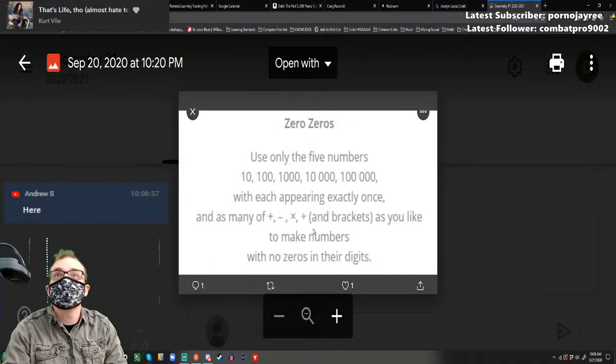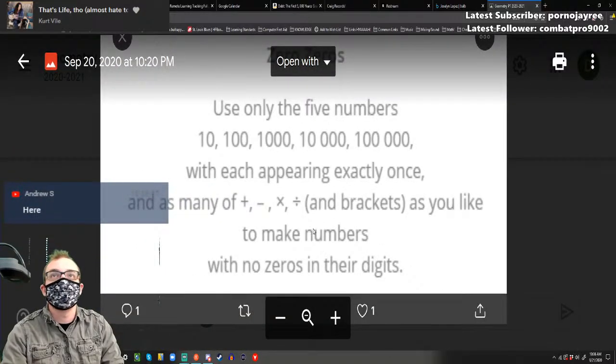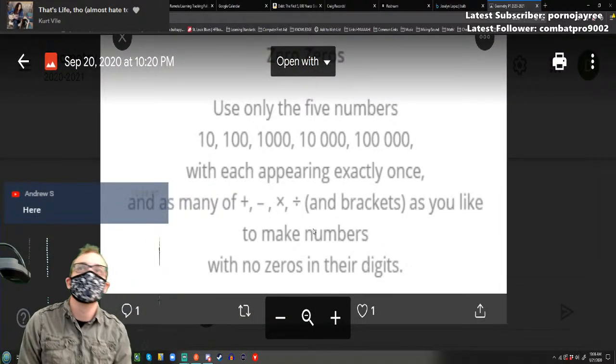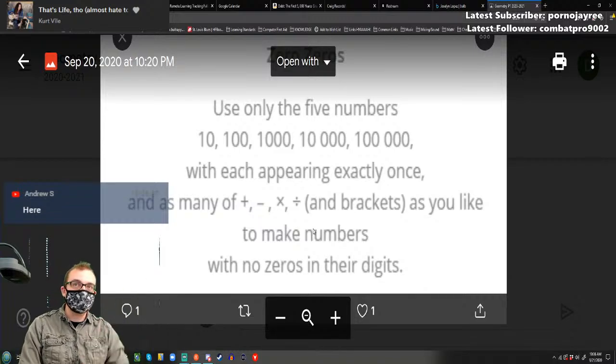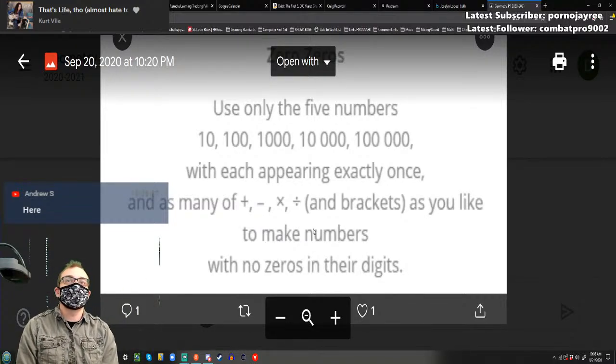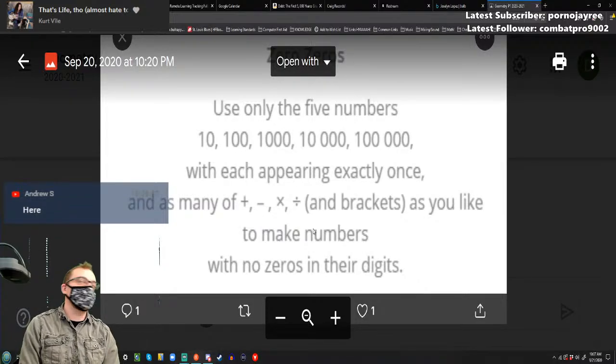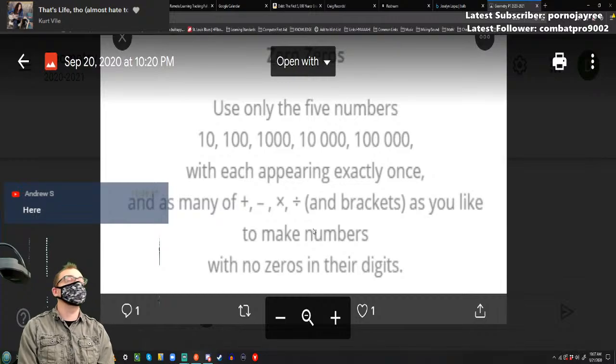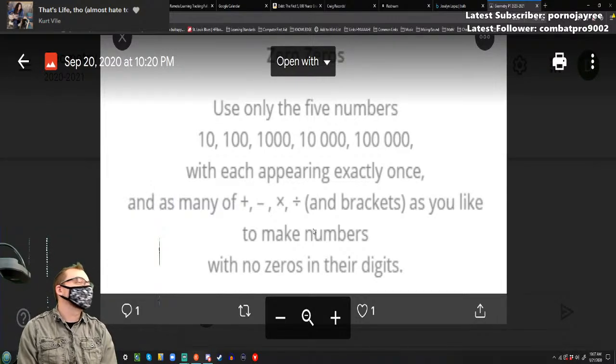This problem, very hard to read. It says using only these 5 numbers, 10, 100, 1,000, 10,000, 100,000. You see the pattern. And using each just once, you're allowed to use plus, minus, times, divide, and brackets. Make the numbers so that they don't have any zeros in them. So you might be like, well, I'll just add them all up. Well, 10 plus 100 plus 1,000 plus 10,000 plus 100,000. Well, here's the problem, right? That doesn't work, does it? You get 111,110. Darn, 0 on the end. So close. A little challenge for you.